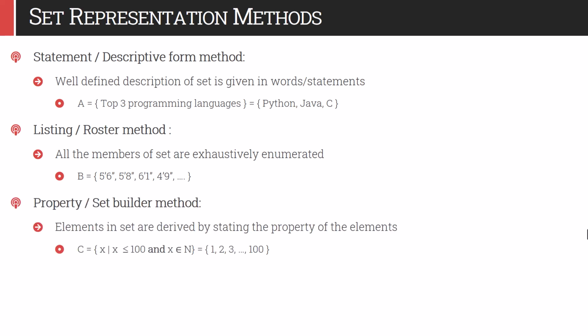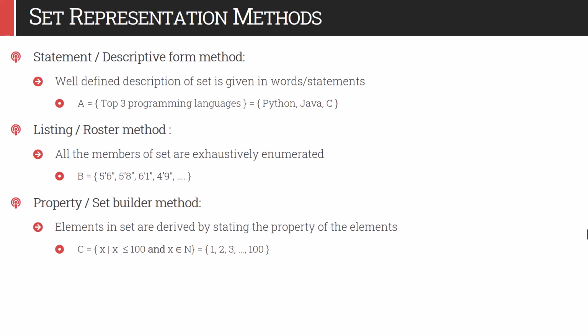And the most popular and the most powerful method is a property or set builder method. When elements share certain common characteristics, in that case we can use this method. For example, set C is equal to all the elements X, where X is less than or equal to 100 and X belongs to set of natural numbers capital N. So the set contains elements 1 to 100.